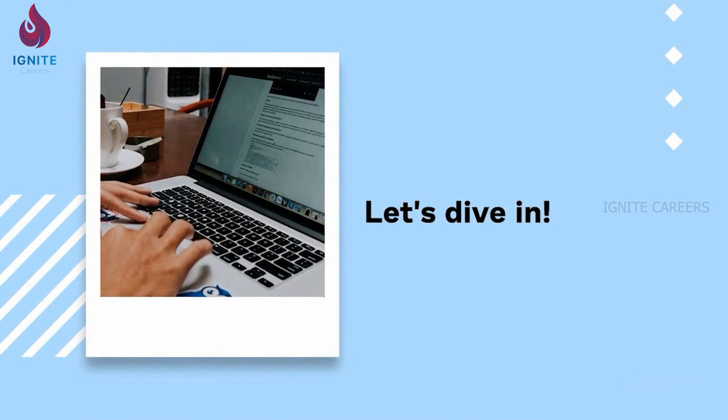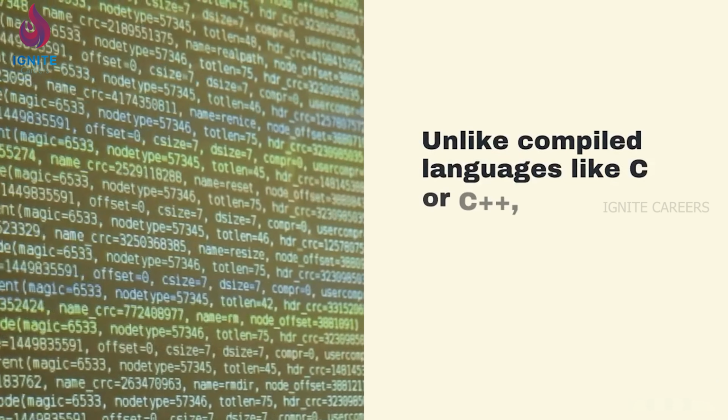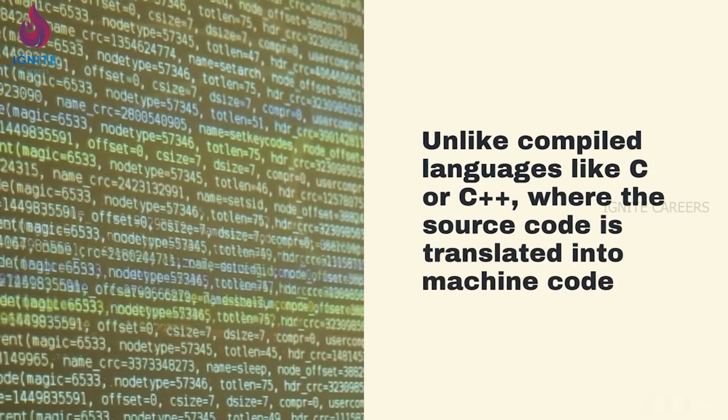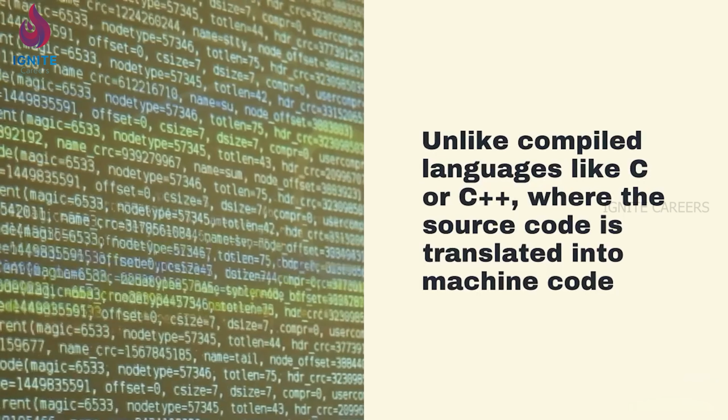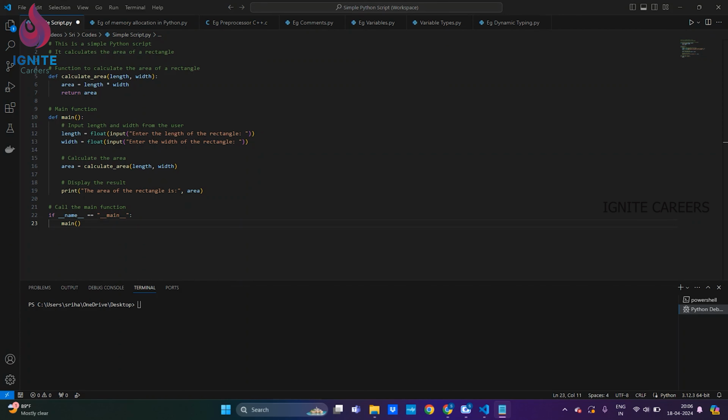Let's dive in. Python is known as an interpreted language, unlike compiled languages like C or C++, where the source code is translated into machine code before execution. Python code is executed line by line by the Python interpreter. When you write and run Python code, the interpreter reads each line, interprets it, and executes the corresponding instructions. When you run a Python script, the interpreter first parses the code to identify its structure and syntax. Then it generates bytecode, which is a low-level representation of the code that the interpreter can understand and execute.